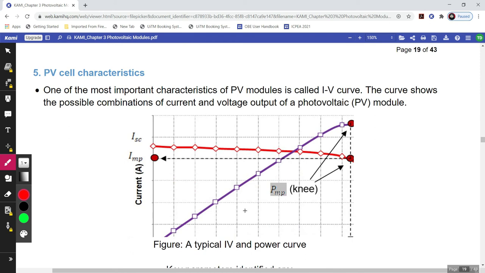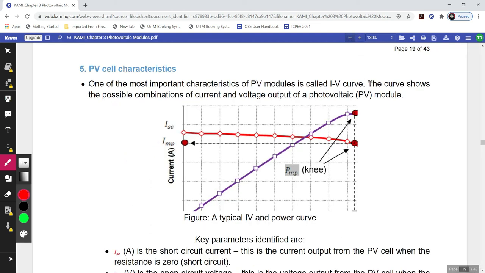So here is the PV cell or the solar cell characteristic. One of the most important characteristics of the PV module is called the IV curve. The curve shows the possible combinations of current and voltage output of a photovoltaic PV module. Actually, we have an error on this figure.